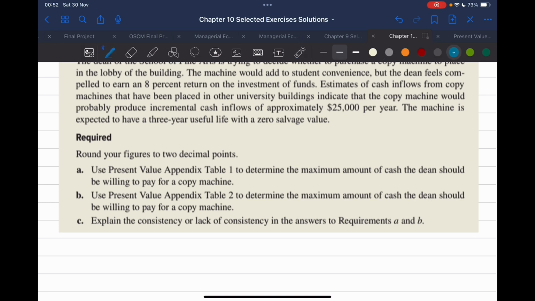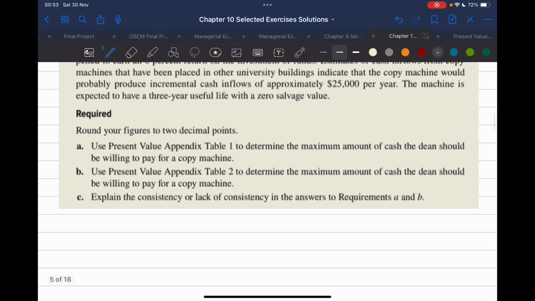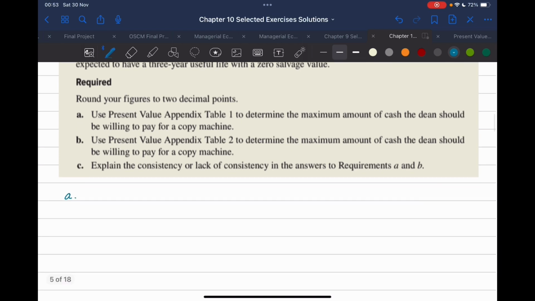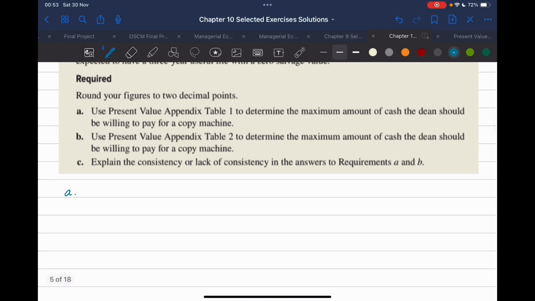As I have always recommended, if you remember in the lecture, we talked about timelines. I prefer to use timelines with these kinds of questions. It makes your life a lot easier. So let's begin with that. For part A, we're going to sketch a timeline to help us visualize the cash flows and calculate them.